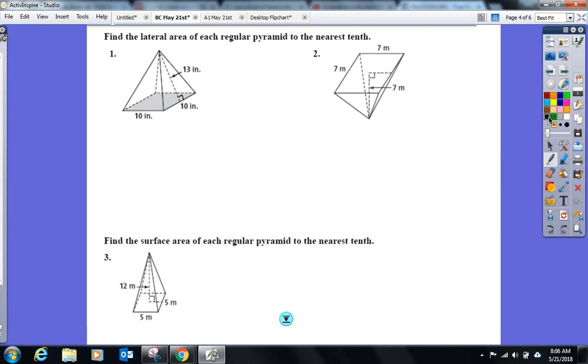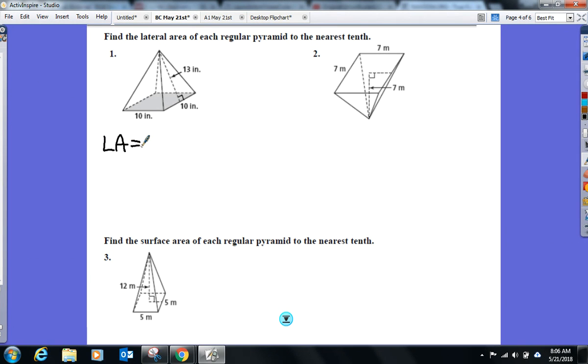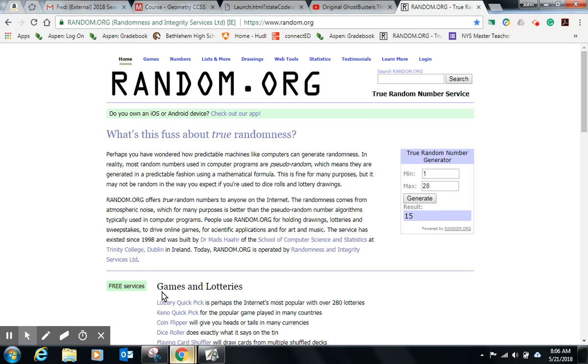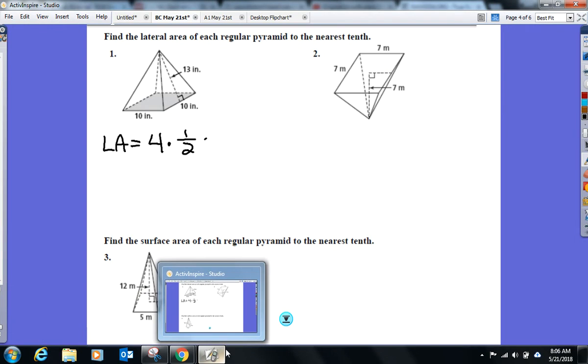All right, here we go. A little lateral area now. Remember, lateral area, don't include the base. So I'm going to have 4 triangles again. 1/2 base and height of one of the triangular faces. What do you got for me?